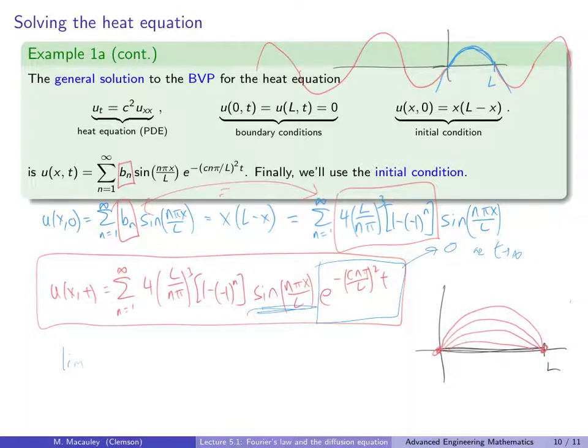So the limit as t goes to infinity of this function mathematically is clearly equal to 0 because each of these exponential functions kills off the sine wave. And intuitively it's equal to 0 because for this bar, if the endpoints are fixed at 0 degrees, the heat will escape and the bar will eventually become 0 degrees uniformly. So it's always good to check that our mathematics matches our model. And in this case, it does.